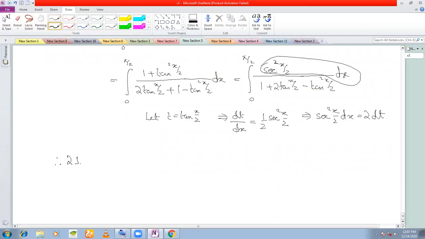Therefore 2i becomes integral 2 dt. Now before that you need to change the limits also, right? You need to change the limits also. You have put t is equal to tan x by 2. So for x is equal to 0, t is equal to tan 0 by 2, which is equal to 0. For x is equal to pi by 2, t is equal to tan pi by 4, right? How much is tan pi by 4? It is 1.